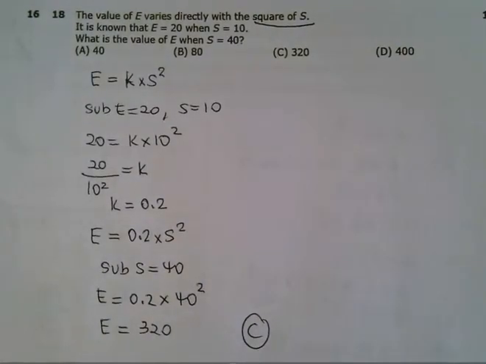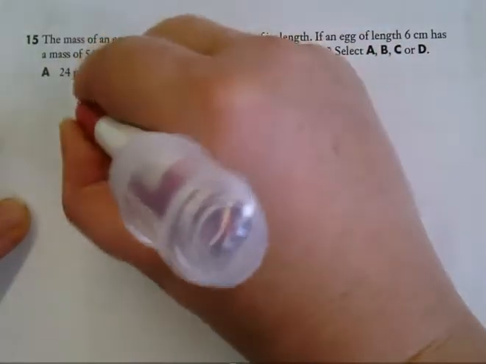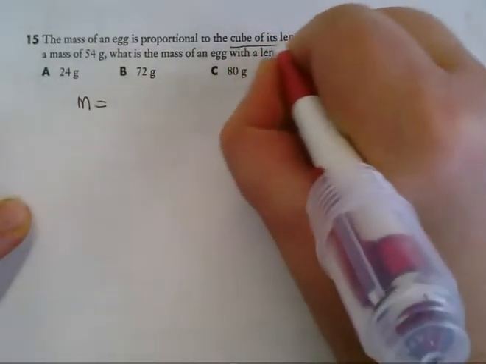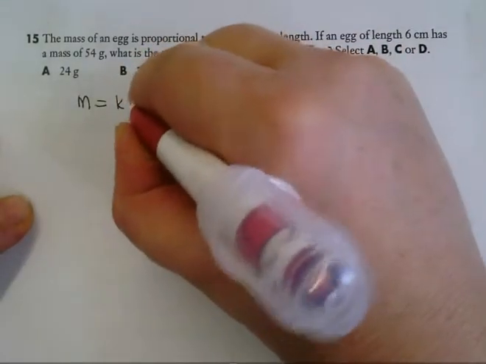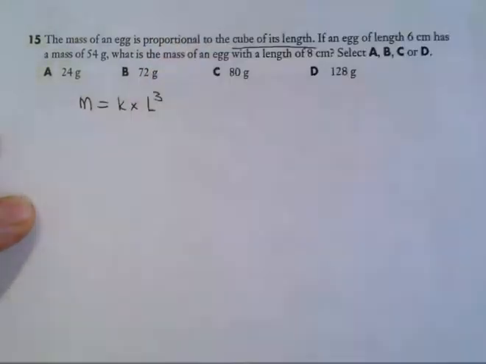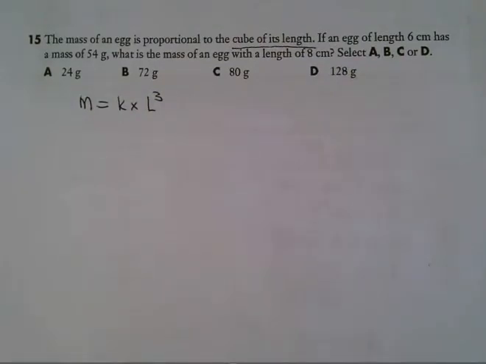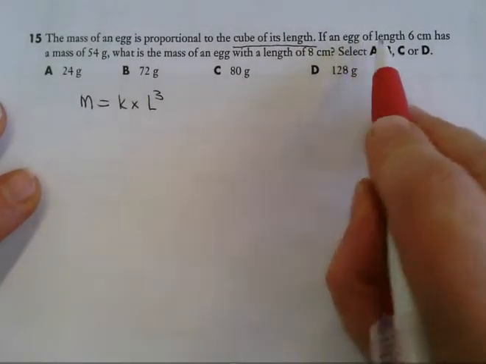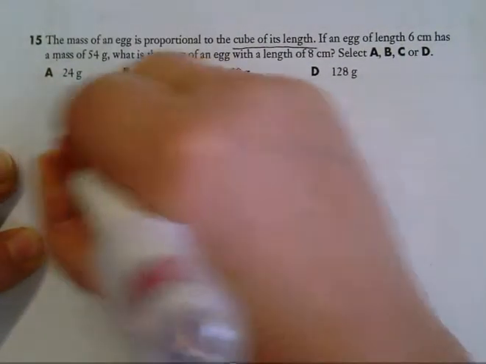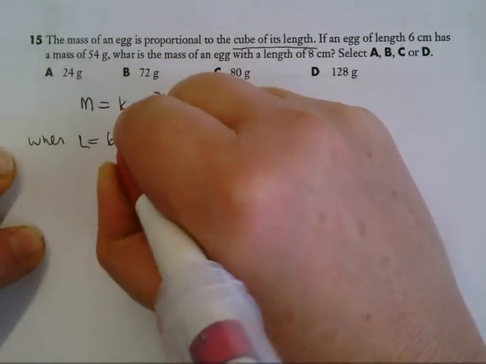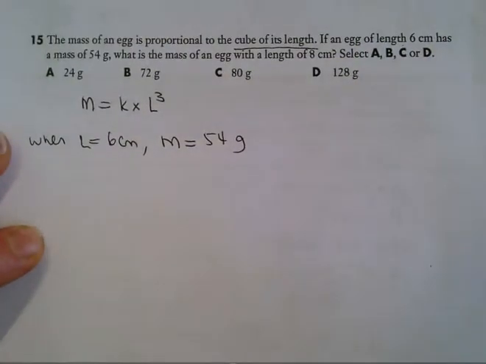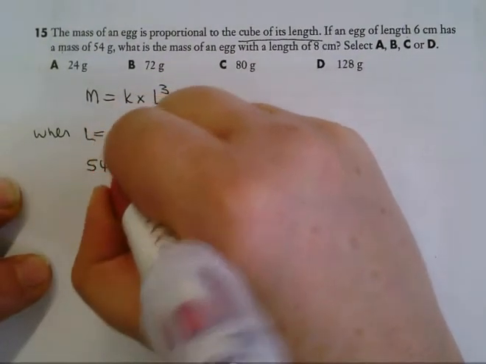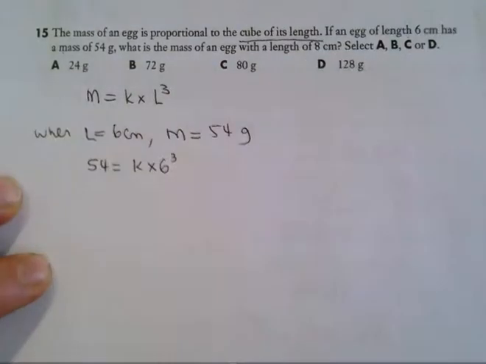And there's one more question. The mass of an egg, let's go M, is proportional to the cube of its length. So, M equals K times L cubed. That's it. It's the worst bit of it. Write the equation out. If an egg of length 6 centimeters has a mass of 54, when L is 6 centimeters, mass is 54 grams. 54 equals K times 6 cubed.